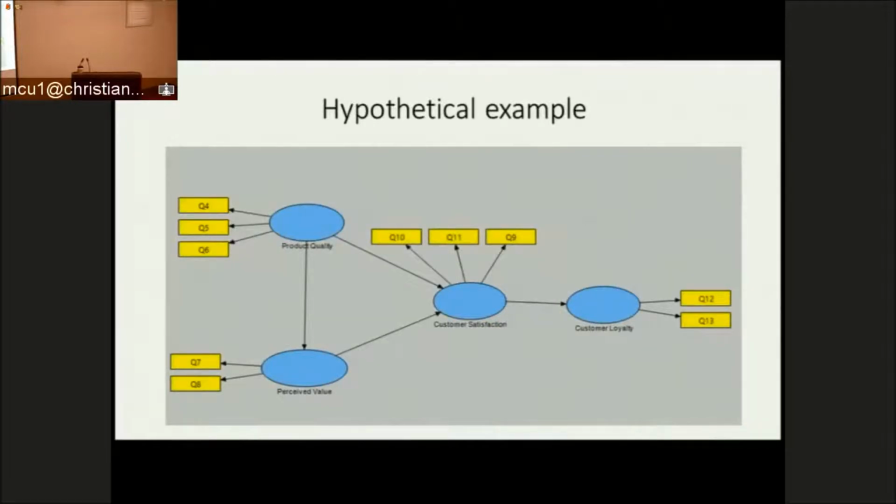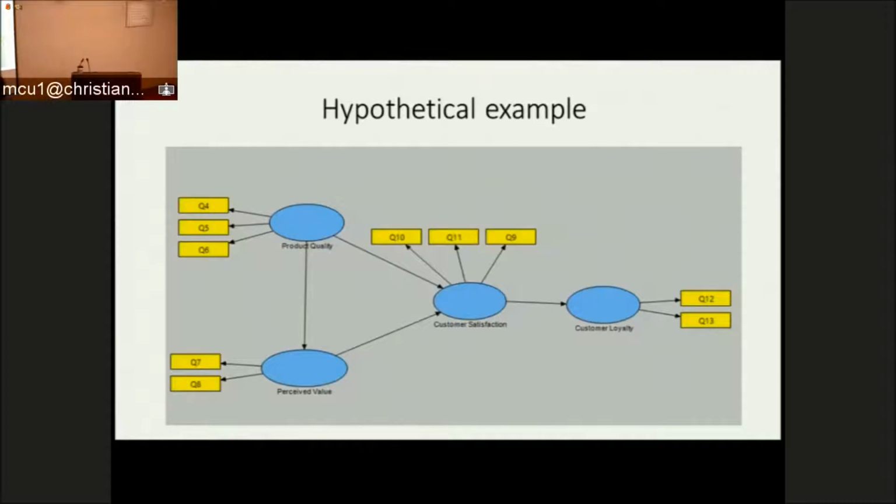The other thing that is here is perceived value. So what is the perceived value of the product that I'm buying? There are some questions related to that, and both of these feed into customer satisfaction. If you have higher product quality and higher perceived value, then a customer is satisfied, and that leads to loyalty. So that could be one simple PLS-based model.